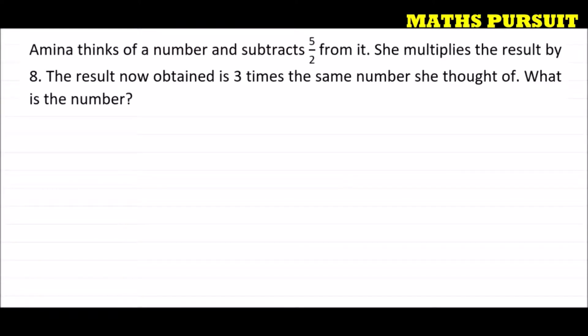Here the question is telling us about Amina. Amina thinks up a number and subtracts 5 by 2 from it. She multiplies the result by 8. The result now obtained is 3 times the same number she thought of. What is the number? So guys, let us see.